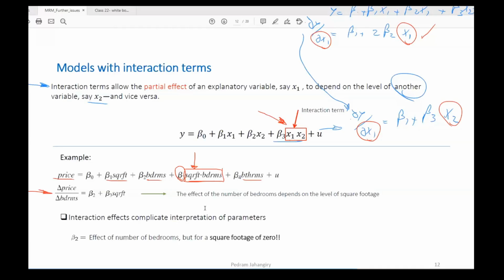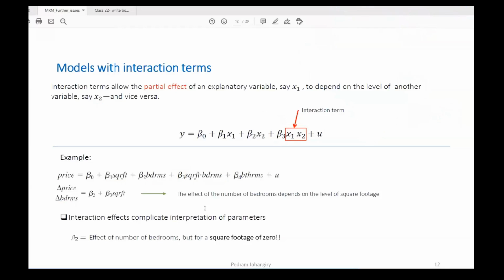If I take the derivative with respect to bedroom, I want to see the partial effect of bedroom on price. So wherever I have bedroom, I take the derivative. I have beta 2, then beta 3 times square feet. You see, the marginal effect of bedroom on price depends on some other variable, square feet. So we read it like this: the effect of the number of bedrooms depends on the level of square footage as well.